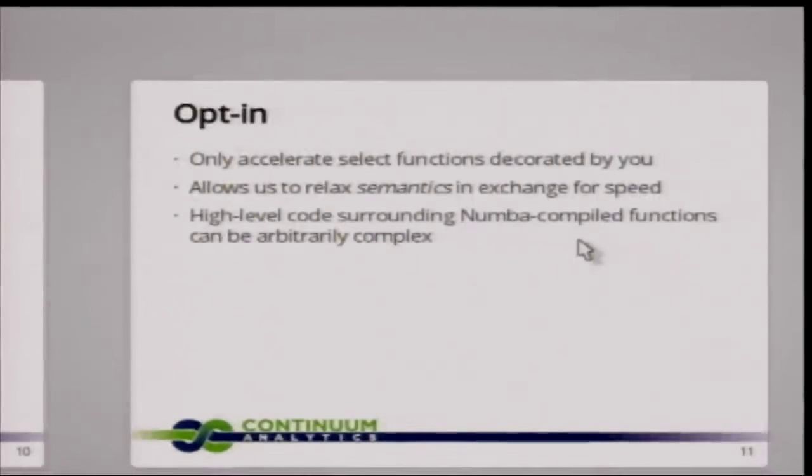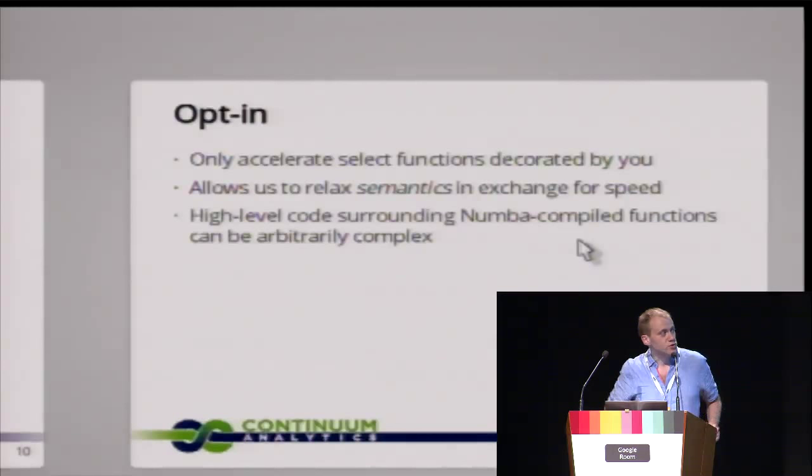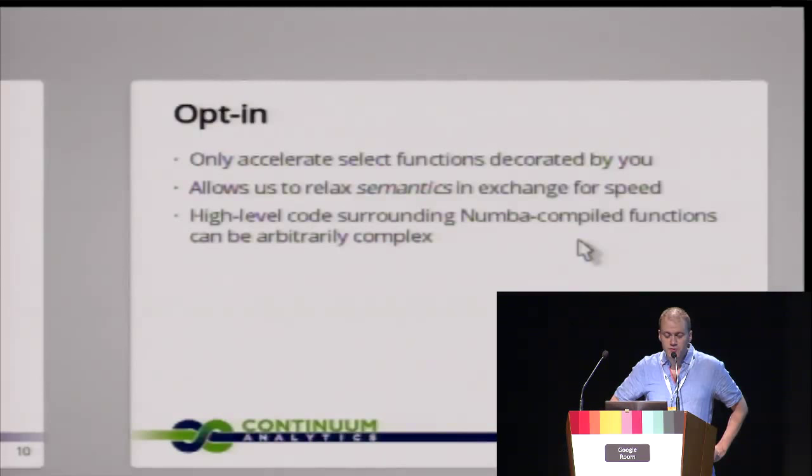Add the numba.jit decorator on it, and it only optimizes that function, or those functions if you have many of them. The nice thing with that is that it allows us to relax the semantics. That means we are not bound to Python's usual semantics. We can cheat a bit, and we actually cheat quite a bit in order to optimize your code.